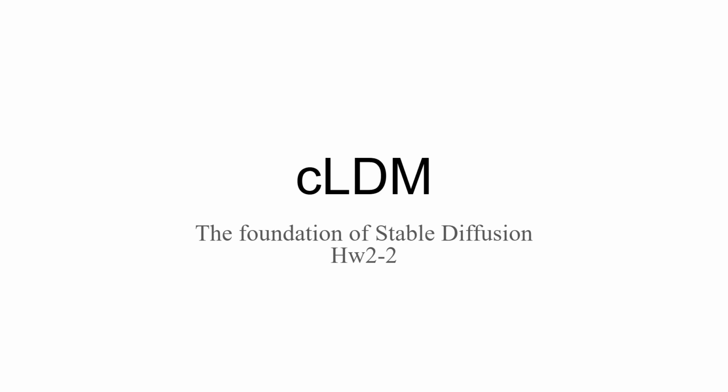Hello everyone, today I'm going to introduce Homework 2 Part 2, which is about conditional latent diffusion model. In this homework, the main goal is to understand how latent diffusion models generate images more efficiently and how conditions can be used to control the generation results. We will first review the limitation of DDPM, then introduce latent space, LDM, conditional LDM, and finally explain what you need to do in this assignment.